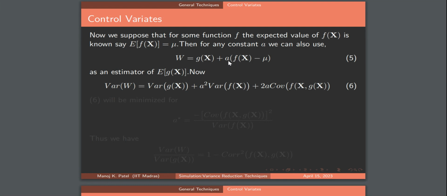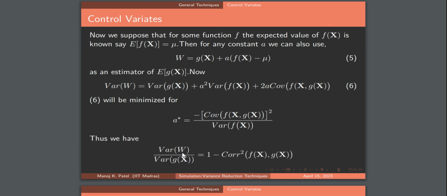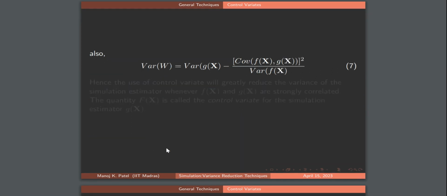So we decide for which a the variance will be lower. First we calculate the variance of W by using the formula, and then this is minimized by using the first order derivative. For a particular value of a the variance will be minimum, and that variance will be less than the variance of g(X). As we can see here, the variance of W is equal to the variance of g(X) minus the covariance of f(X) and g(X) squared, upon the variance of f(X).